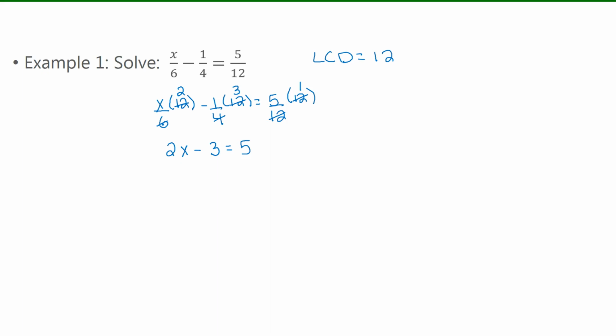So to isolate the variable, I'm going to first get rid of that minus 3 by adding 3 to both sides. So the 3's cancel, and I get 2x is equal to 8. Now to get rid of the 2, I'll divide both sides by 2. So they cancel, and I get that x is equal to 4.